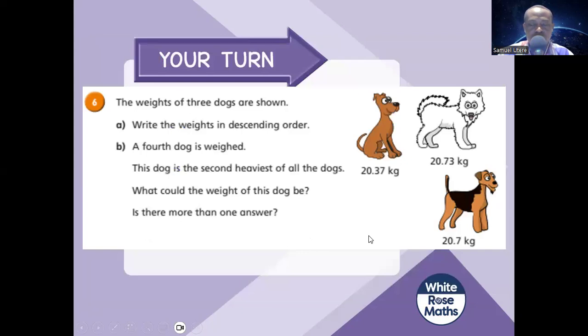And here is question 6. You've given the weights of 3 dogs are shown. You're told to write the weights in descending order. So pause the video and answer question 6. You can take about 3 minutes.